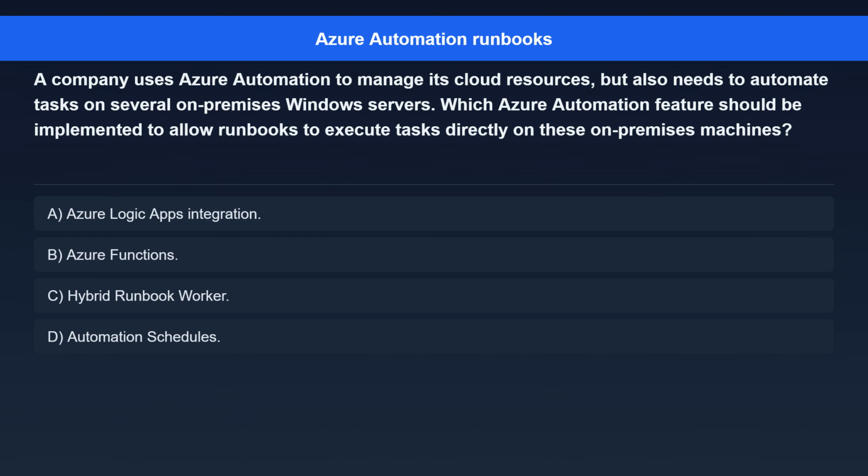Question 1. A company uses Azure Automation to manage its cloud resources, but also needs to automate tasks on several on-premises Windows servers. Which Azure Automation feature should be implemented to allow runbooks to execute tasks directly on these on-premises machines? Option A. Azure Logic Apps Integration. Option B. Azure Functions. Option C. Hybrid Runbook Worker. Option D. Automation Schedules.